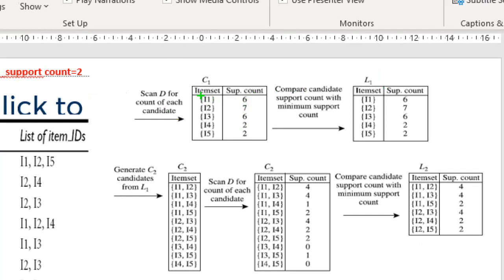I1 satisfies the minimum support count, 2 or greater than 2 should be taken for L1. I2 satisfies the minimum support count. I3 satisfies it. I4 satisfies it, and I5 satisfies it because the minimum support count is 2. So all the items are taken for L1. From C1, we are generating L1. For example, if the minimum support count is 3, then I4 and I5 will be removed. Only I1, I2, I3 will be added to L1.